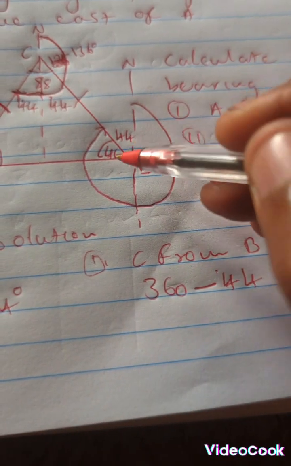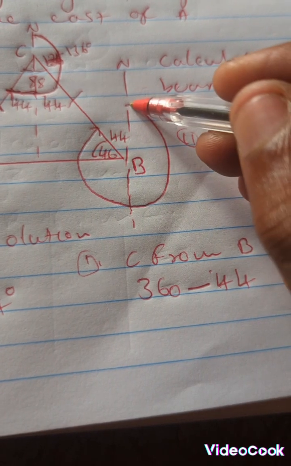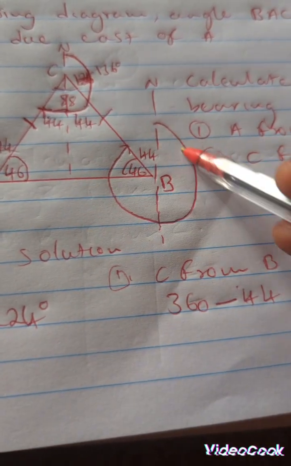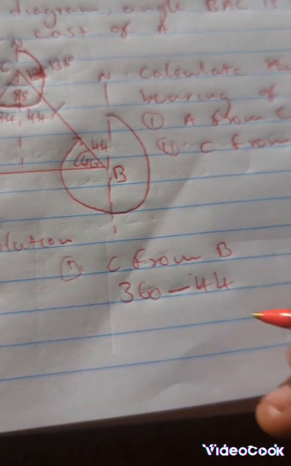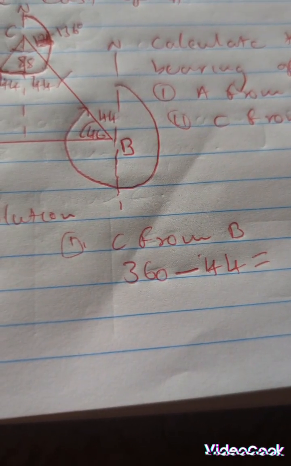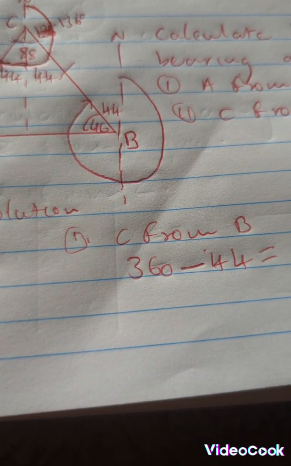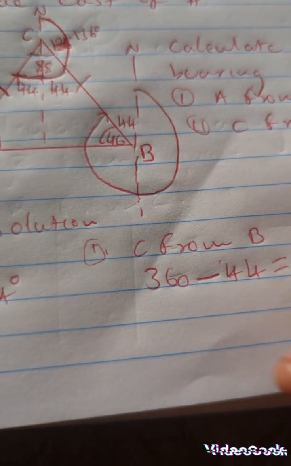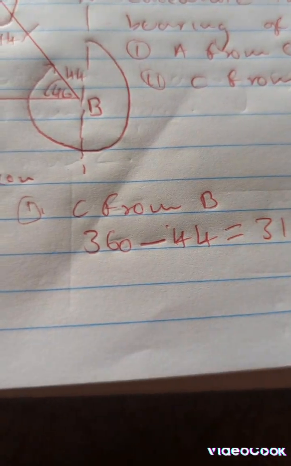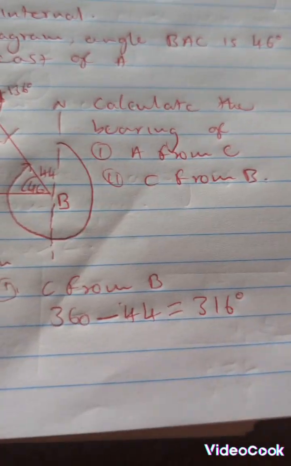The reason why we're not indicating 36 is because they need the bearing of C from B, C this entire angle. So what are we going to get? To give us 316 degrees.